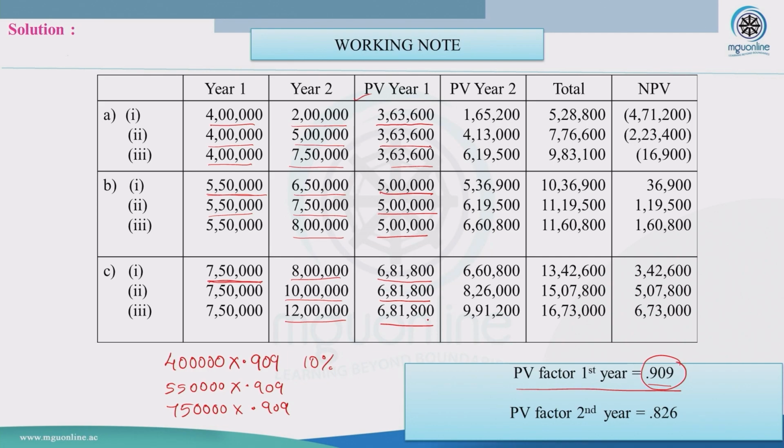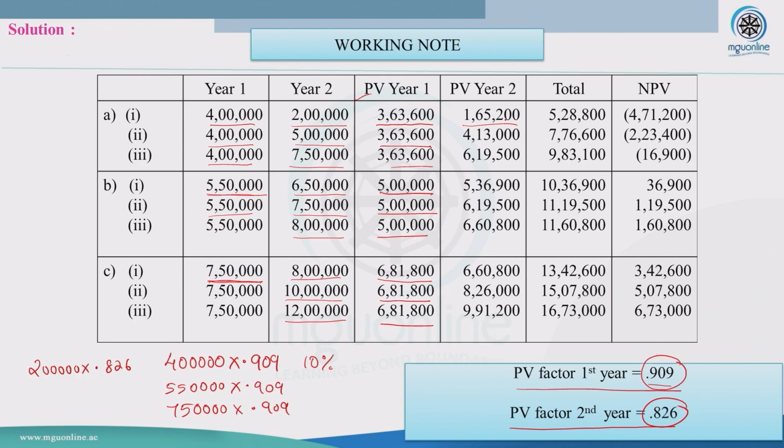Like that, the present value factor of year 2 will be calculated. From the question, it is clear that the cost of capital is 10%. So, the present value factor of the second year will be 0.826. Next, we can calculate the present value of year 2. Cash flow of year 2 will be 2 lakh. So, calculating the present value of year 2, 2 lakh into 0.826.